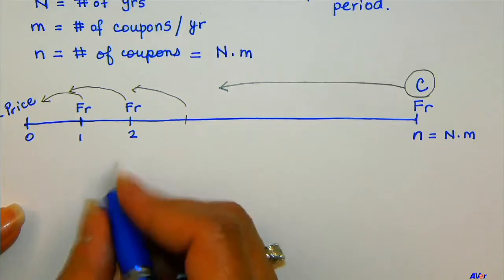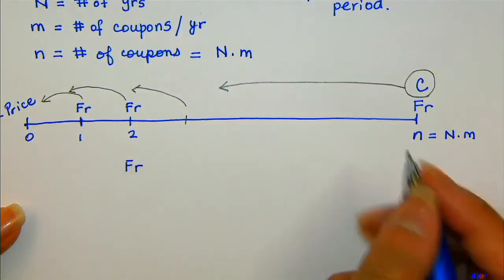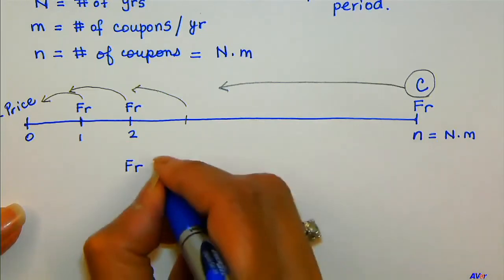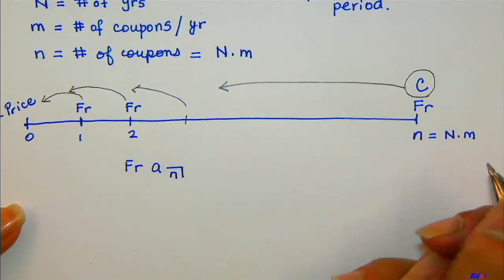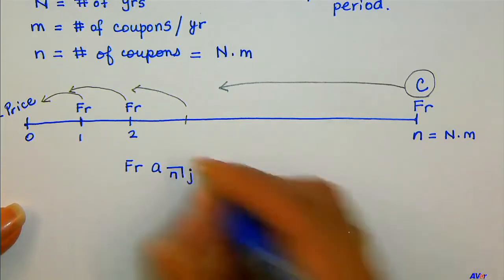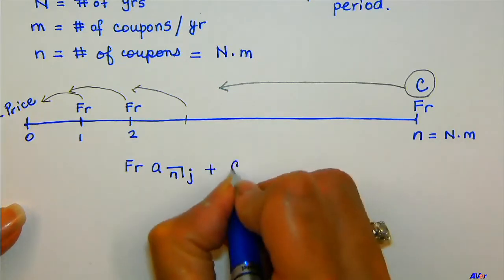FR, I'm taking present value, a angle n, at some interest rate, let's say j. Plus C.